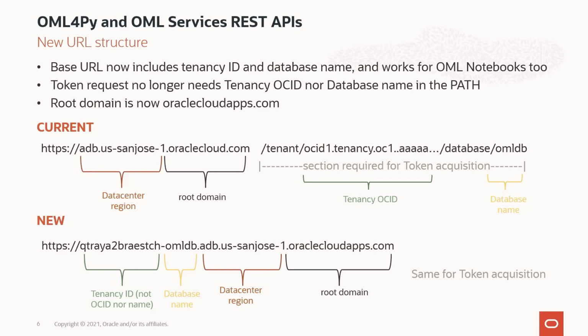Essentially the net result is that this is going to simplify all of the REST calls that are sent by the user, and we'll show you how. The second change, which I already mentioned, is that the root domain for OML and other autonomous database applications like Apex and SQL Developer Web has migrated from oraclecloud.com to oraclecloudapps.com.